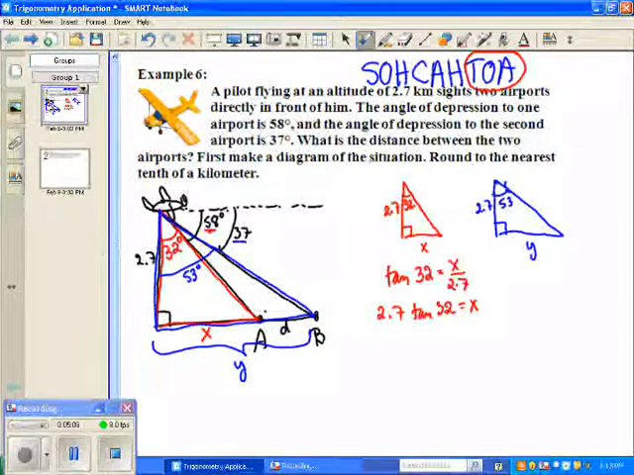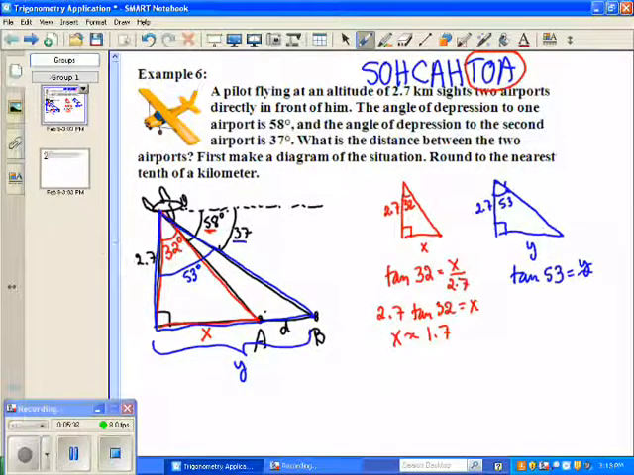Now you're going to take this, stick it in your calculator. Remember, your calculator has to be in degree mode because we are using degrees here. So when you stick this in the calculator, we're going to get 1.7 for the value of x, 1.7 kilometers. We're going to do the same thing for the blue triangle. Again, we use tangent because we have opposite and adjacent. Tangent of 53 equals y over 2.7. So just the same as what we did on the other side for the other triangle. Cross multiply, so 2.7 tangent of 53 equals y. So again, we plug this into the calculator. So for y, we get 3.6.